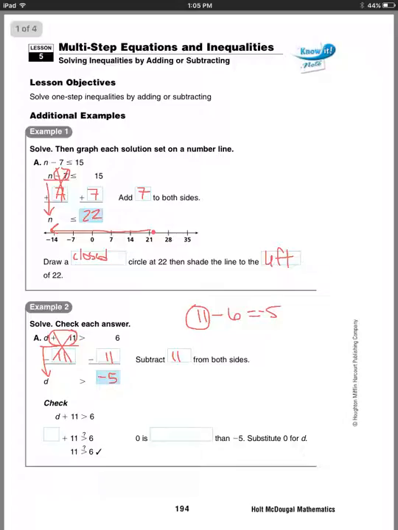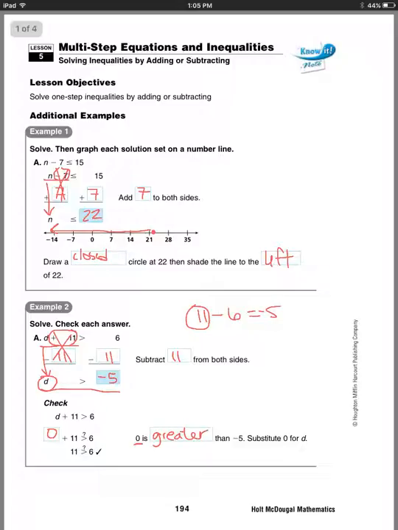How we check is we have to read our answer. d is greater than negative 5, and we have to choose a number for d that is greater than negative 5. They chose 0. 0 is greater than negative 5, okay? And we put in 0 here. 0 plus 11 is 11. So 0 is greater than negative 5. Because 11 is greater than 6, that means it's the right answer.